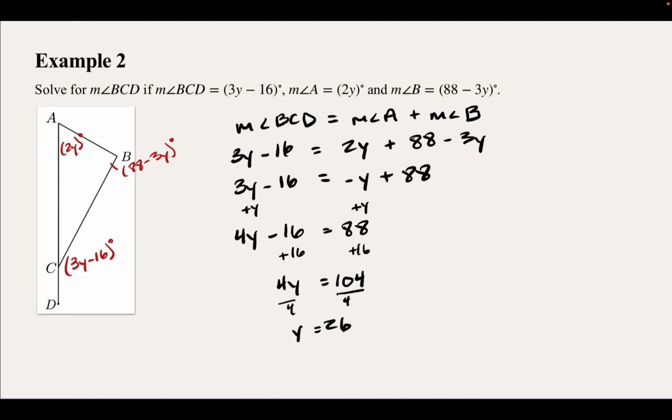Remember, I'm not solving for y here. I'm solving for the measure of angle BCD. So we have to actually do that. The measure of angle BCD equals 3 times 26 minus 16, which is going to give me 62 degrees. So my final answer, 62 degrees.